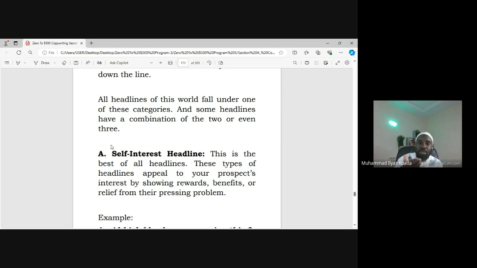Now, news. Everybody wants to be the first to hear the news so that he can take the best action as much as possible at that particular time.